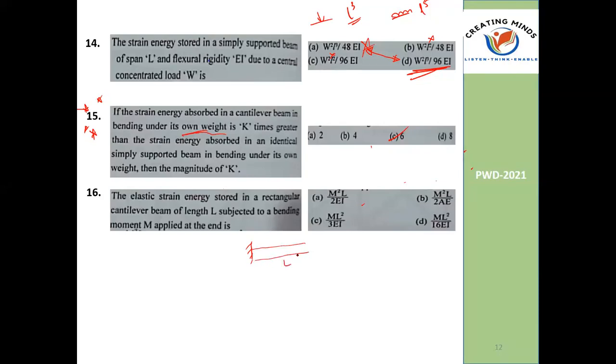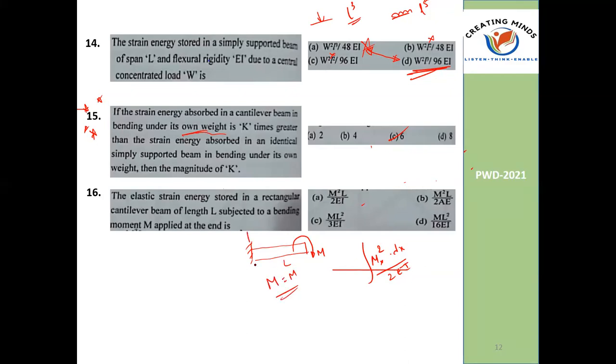Okay. A beam of length L, when you are applying a moment M at this end, what is the value of the strain energy? What is the equation? Integral of M square dx by 2EI. Here what is M? M is nothing but M only.